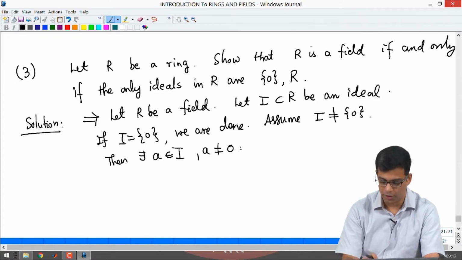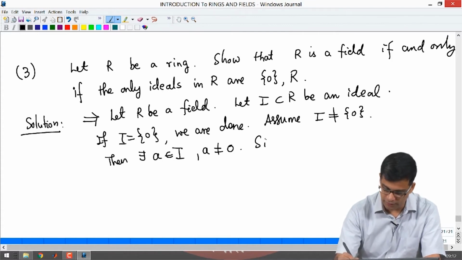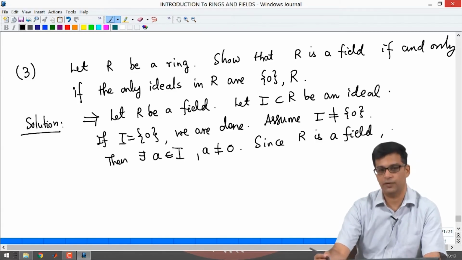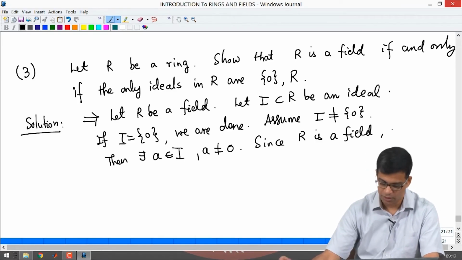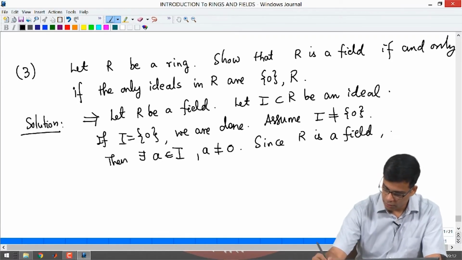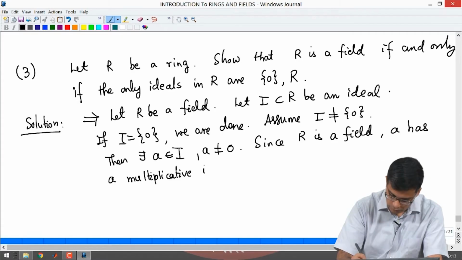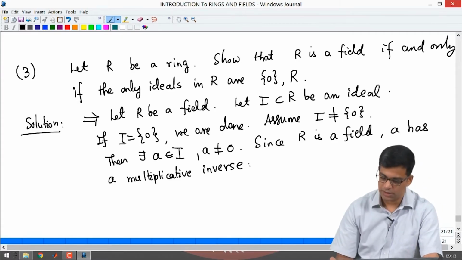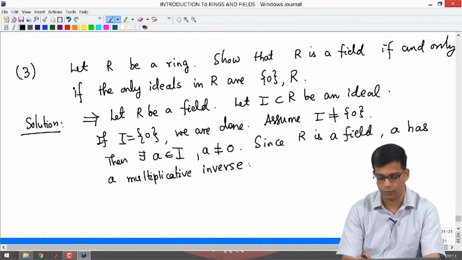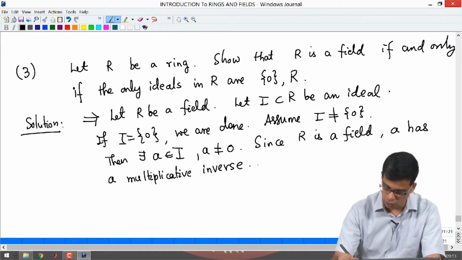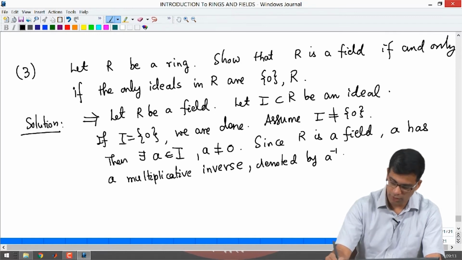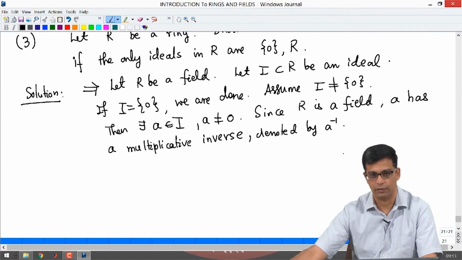So, there is a non-zero element in I, but since R is a field, recall what is a field? A field is a ring in which every non-zero element has a multiplicative inverse. And a is a non-zero element, so a has a multiplicative inverse. Since R is a field and a is a non-zero element of R, it has a multiplicative inverse. We will simply denote it by a inverse. Okay. That is the usual notation for multiplicative inverses.